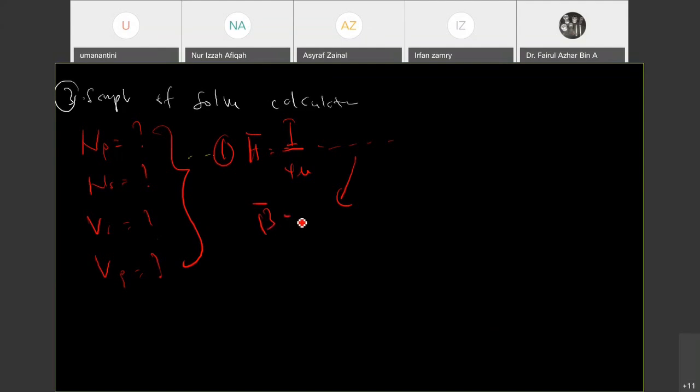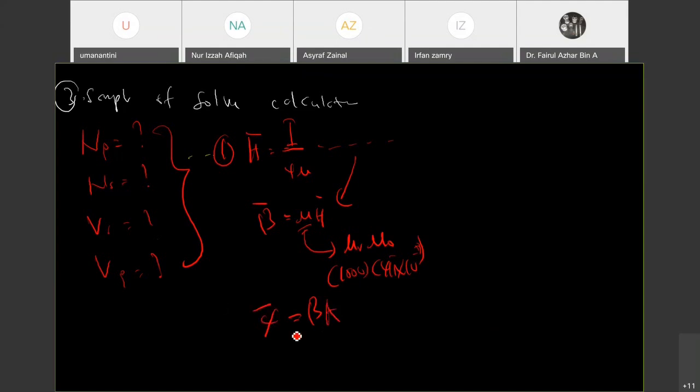So B is equal to mu H. For mu, just put in a value. Maybe mu is equal to mu R mu naught, where mu R is 1000 for example, multiplied by mu naught, 4 pi times 10 to the power of minus 7. Then from this we can calculate phi. So phi is equal to B multiplied by A.